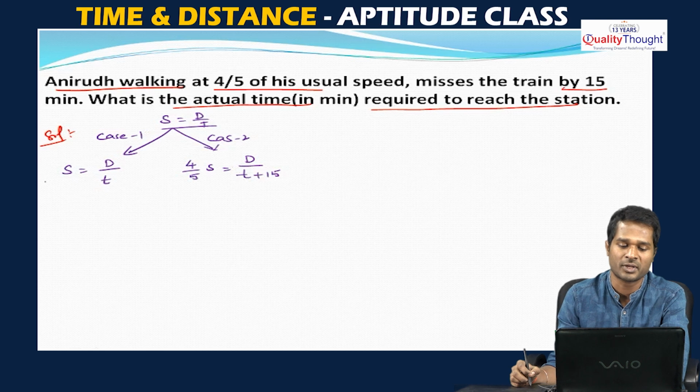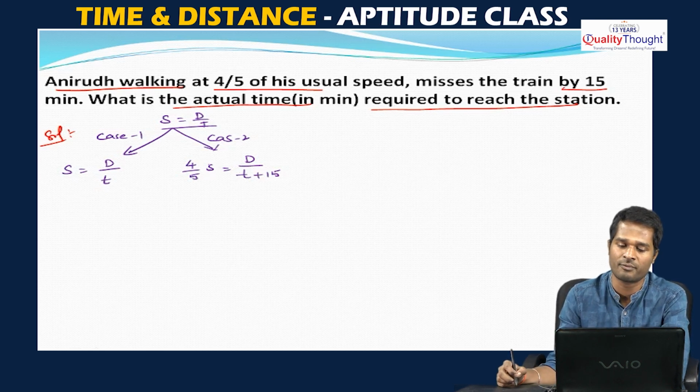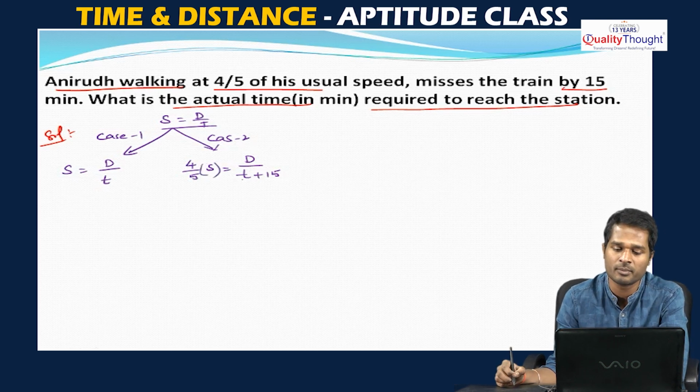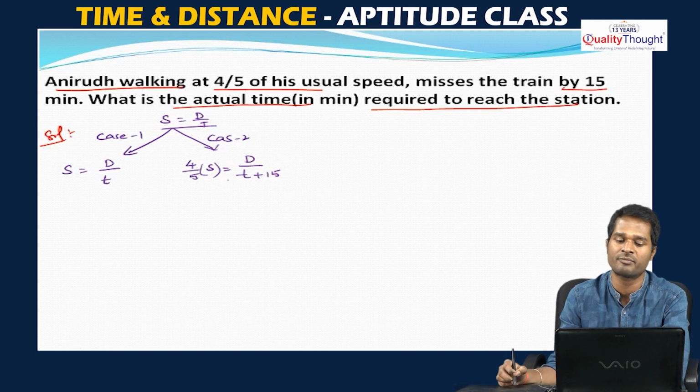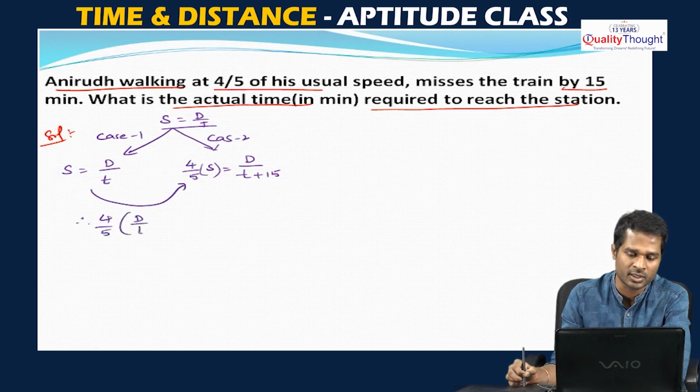So the first case is S is equal to d by t, and the second case is 4 by 5 of speed is equal to distance by t plus 15. Why have we written plus 15? Because he reached the station 15 minutes late, that means he took 15 minutes more time. Now I will substitute S is equal to d by t here, which gives 4 by 5 into d by t is equal to d by t plus 15.